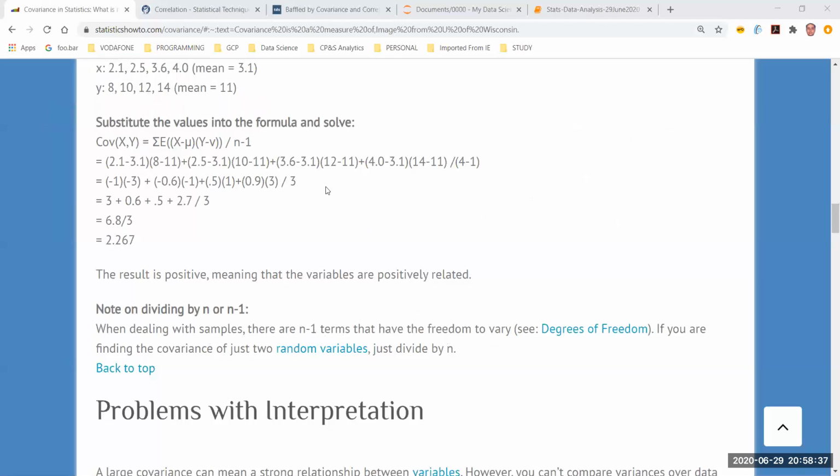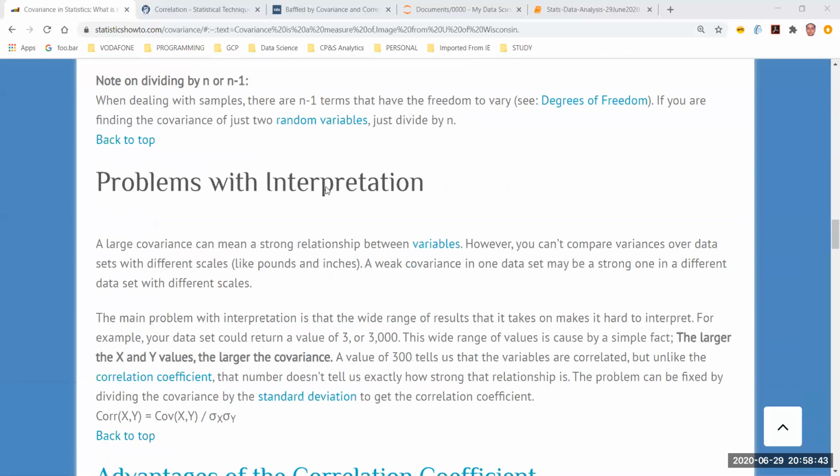right? Now, keeping that in mind, although that's not really going to come in handy right now, later on it's going to come in handy. Some things that we need to know: a large covariance can mean a strong relationship between variables.